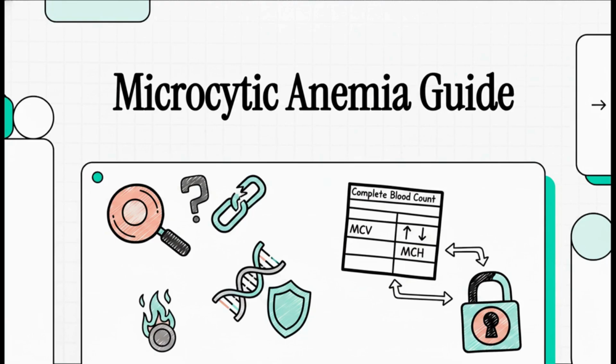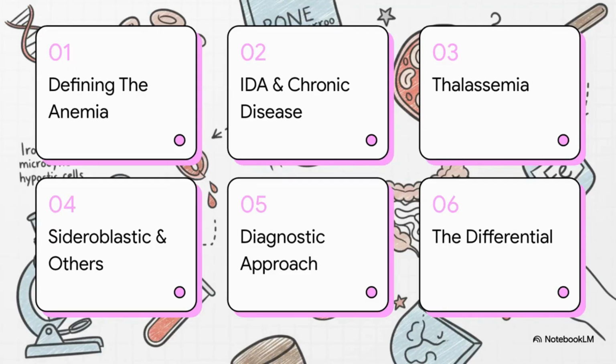Here's a quick look at our clinical roadmap for this explainer. We'll start by defining what's hypochromic microcytic anemia. We will move through iron deficiency and chronic disease, thalassemia, sideroblastic anemia, and lead poisoning, and finally wrap up with the diagnostic approach and synthesizing that differential.